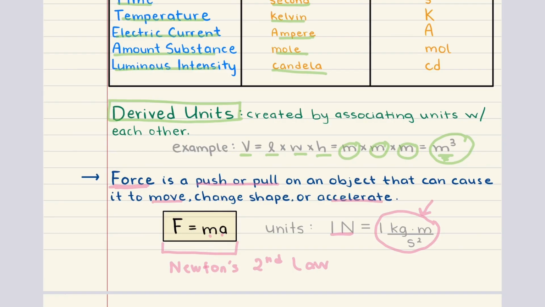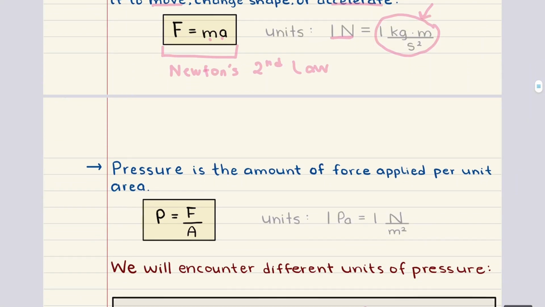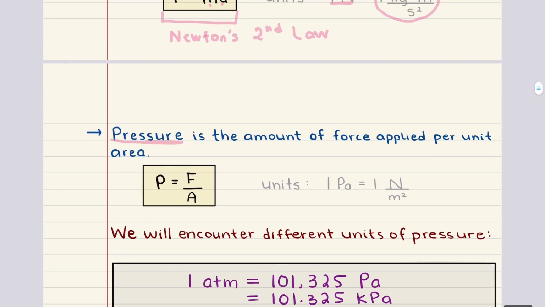Force by itself is an important quantity, but in thermodynamics, we are often more interested in pressure, which builds directly on the idea of force. Pressure is defined as the amount of force applied per unit area. If we take a force in newtons and we divide it by an area in square meters, the unit that results is the Pascal. 1 Pascal is equal to 1 Newton per square meter.